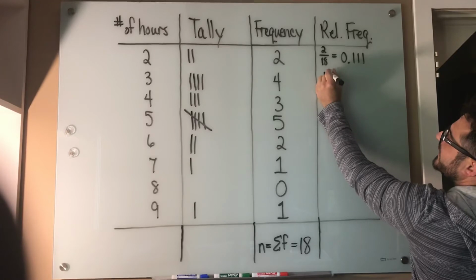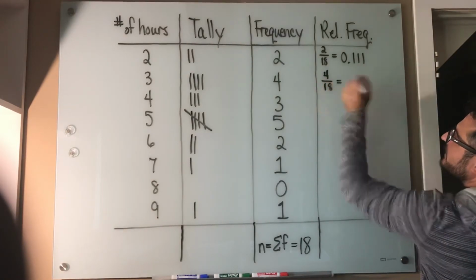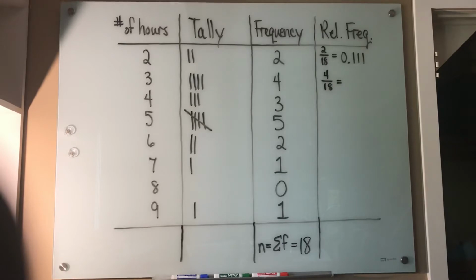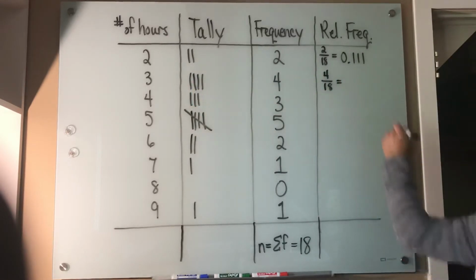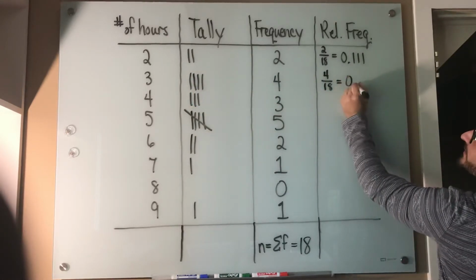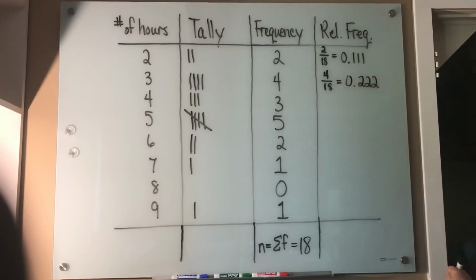For the data value of 3, there were 4 such responses. So the relative frequency of 3 hours is 4 out of 18, which again, from a calculator, would give us 0.2 repeating. We can round that off to the 3rd decimal place and it gives us 0.222.